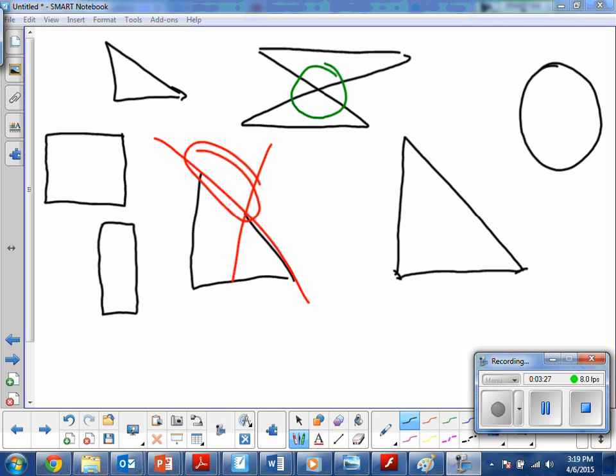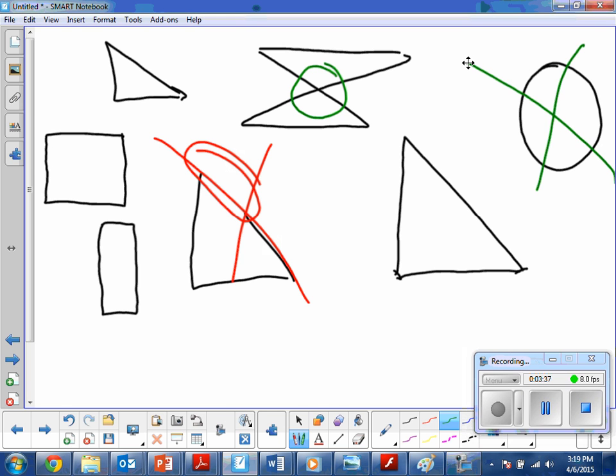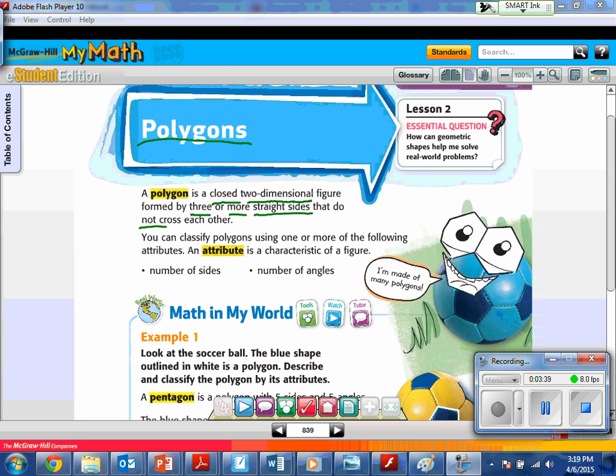Is this a polygon? Well, something else we have to consider is that a polygon does not have curved sides. So this circle is not a polygon. You can go ahead and classify or sort or figure out polygons by using one or more of the following attributes. An attribute is a characteristic of a figure. What we're going to be looking at this year is the number of sides of a polygon and the number of angles of a polygon.